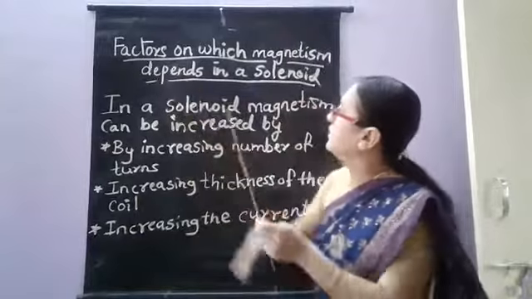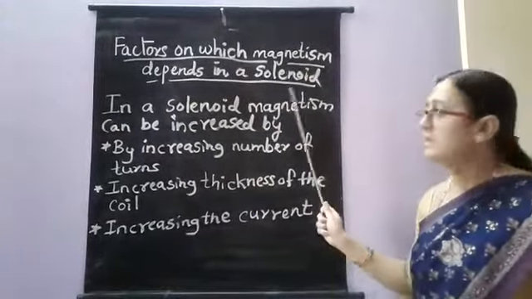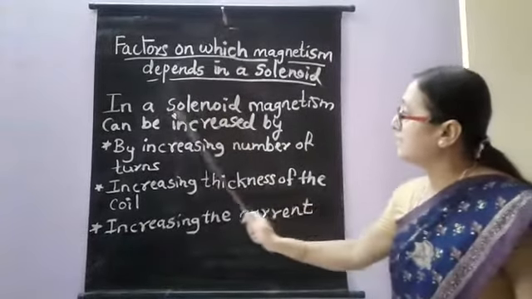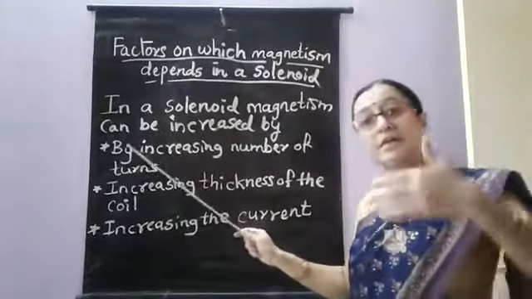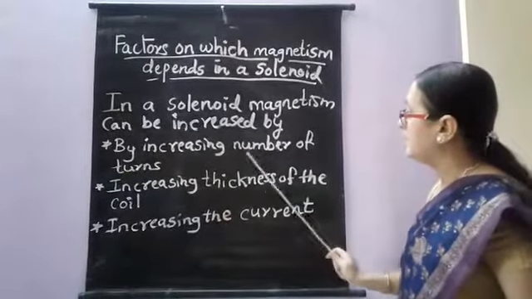In case of a solenoid, the factors on which the magnetic field depends: the magnetic field increases by increasing the number of turns.